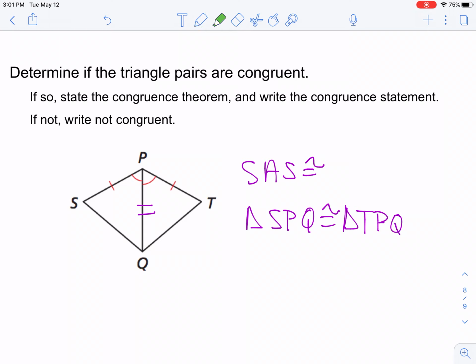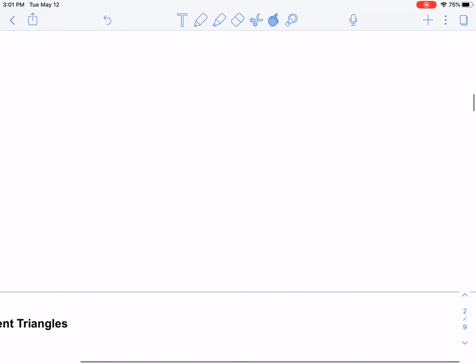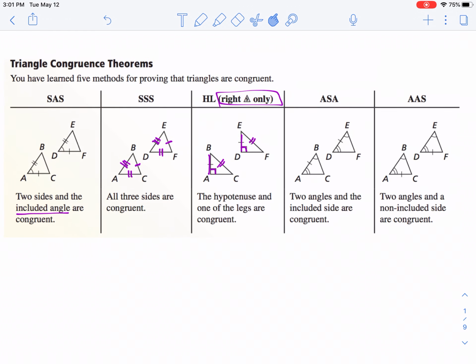Alright, so I hope you're able to practice writing your triangle congruence statement and also listing your triangle congruence theorem. Remember that there are 5 reasons triangles are congruent. If you do not have them written down somewhere, make a list, draw some pictures of those 5 reasons that triangles are congruent.